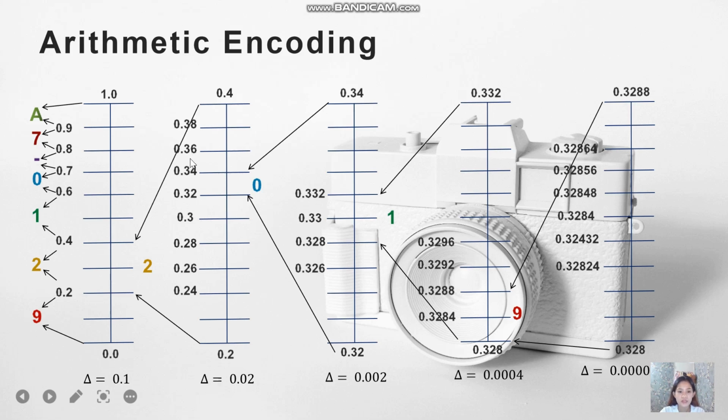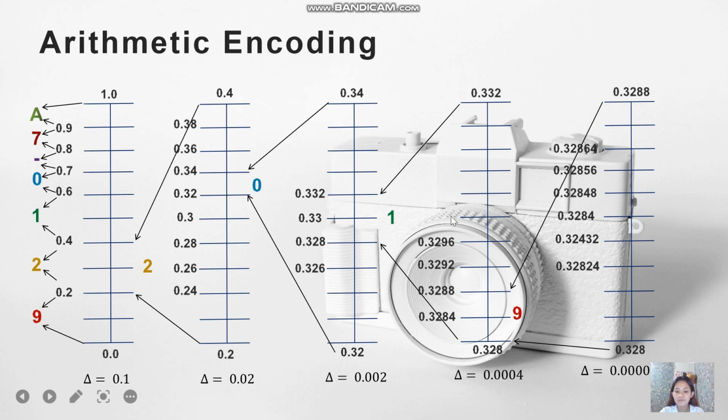So for this value, we're going to expand it again. We got 0.34 for the upper boundary and 0.32 for the lower boundary. And then focusing on the number 1 to be encoded on the next step. So we have the original value divided by the 10 levels, so we are going to add every step of the way 0.002. So we have here 0.328 for the level of 1 and 0.332 for the upper boundary.